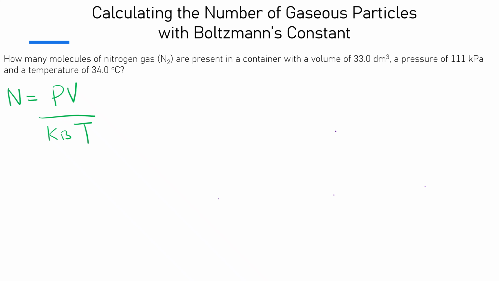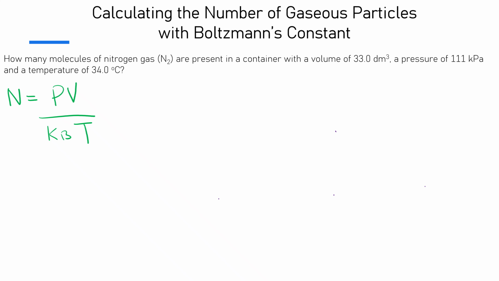Okay, let's look at the question. How many molecules of nitrogen gas are present in a container with a volume of 33.0 decimeters cubed, a pressure of 111 kilopascals, and a temperature of 34.0 degrees Celsius? The equation we need to answer this question states that in order to calculate the number of particles, we take the pressure, P, multiply by the volume, V, and divide by Boltzmann's constant, Kb, times the temperature, T.